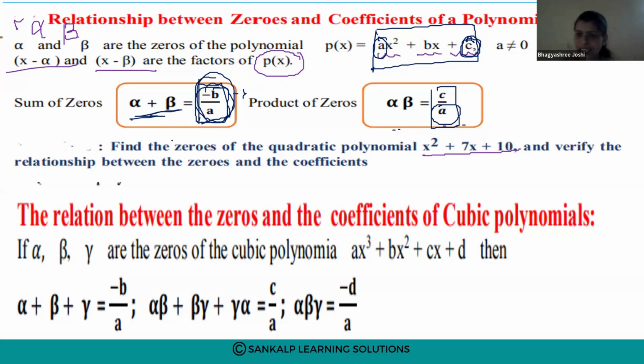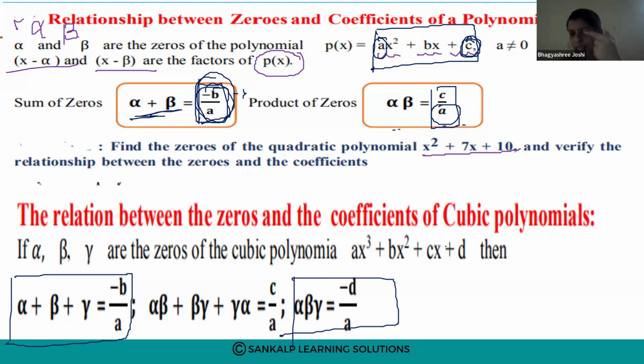Alpha, beta, gamma are the 3 zeros. So in case of a cubic polynomial, we are having 3 zeros. That is, alpha, beta, and gamma are the zeros of the cubic polynomial ax cube plus bx square plus cx plus d. Then alpha plus beta plus gamma is equal to minus b by a. Just remember, alpha plus beta plus gamma is equal to minus b by a. Alpha beta gamma, the product of the 3 zeros, is minus d divided by a, and alpha beta plus beta gamma plus gamma alpha is c divided by a. Just remember the relation.